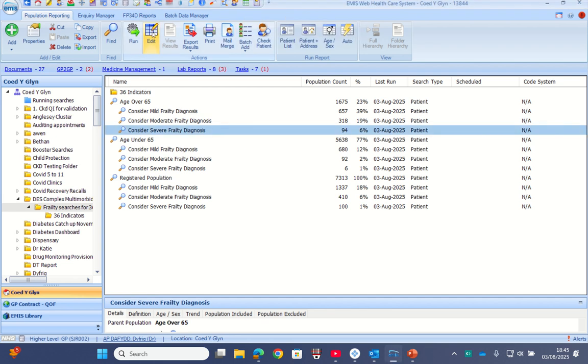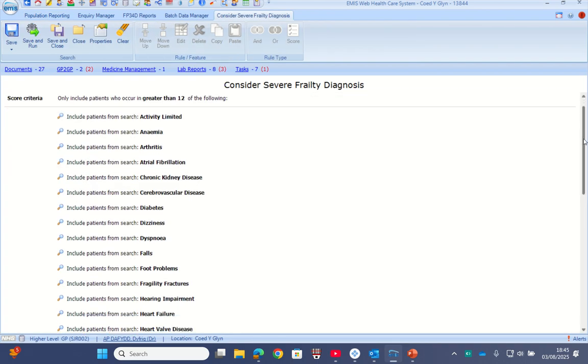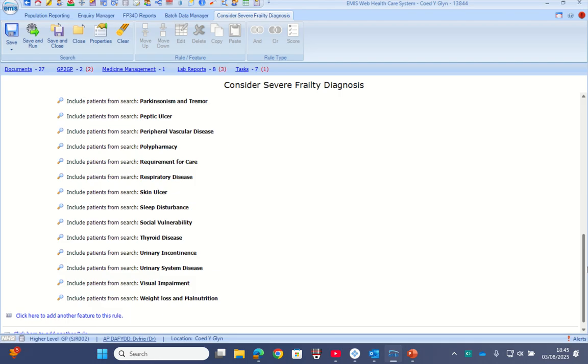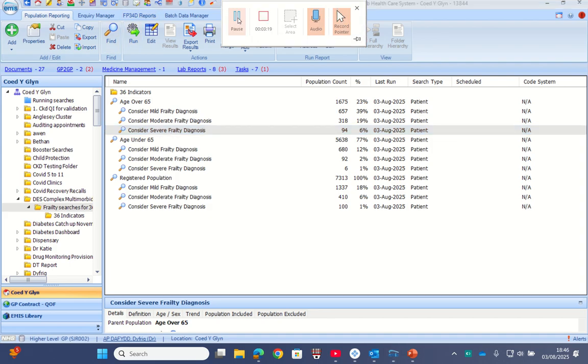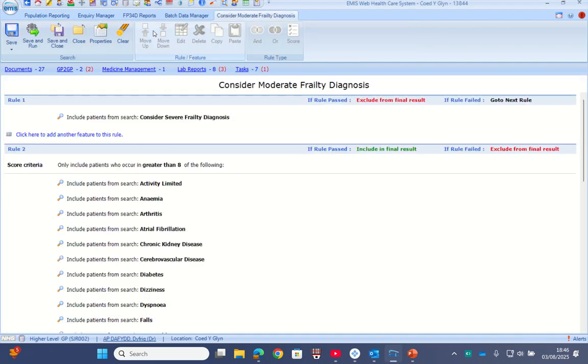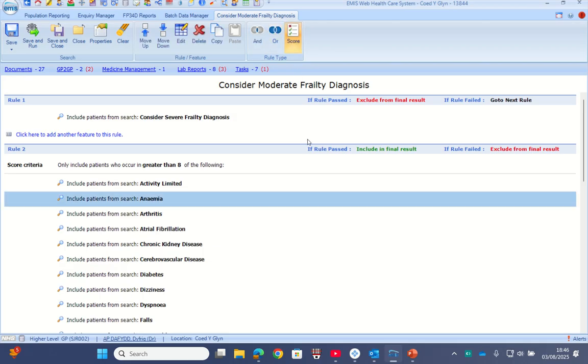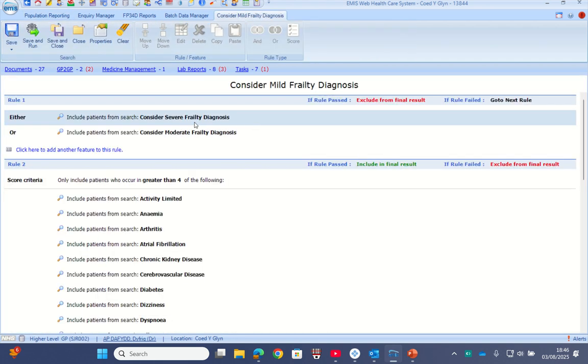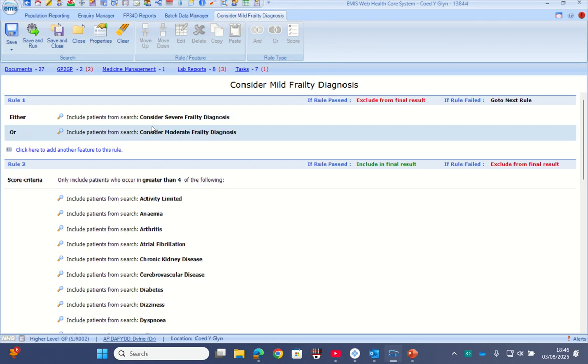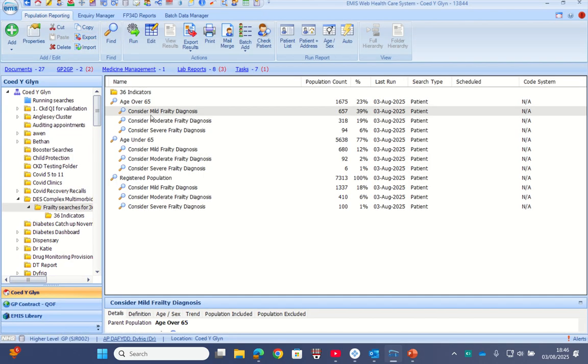And just to show how this sort of search works, we create a search where it looks for greater than 12 of any of those 36 searches, which is effectively 13 or more, which would put them as severely frail. It's slightly difficult. The scoring option here doesn't allow you to say greater than 8, but 12 or lower. So we just exclude those with greater than 12 here. And we've done the same for the mild search, so that it's looking for greater than 4, and it's excluded those that have got greater than 8 or greater than 13. So that what you then get is your consider mild, consider moderate, consider frail.